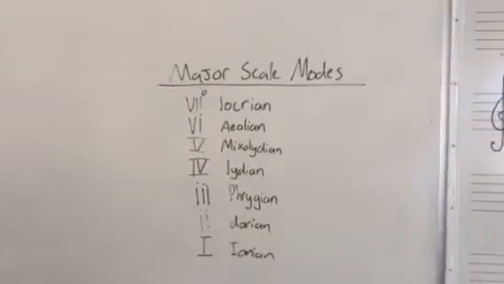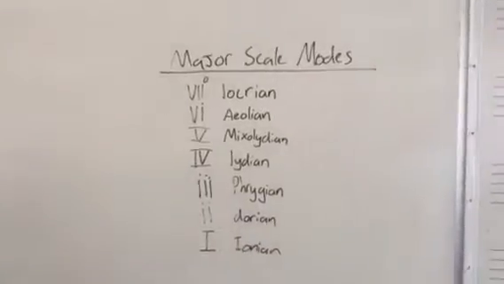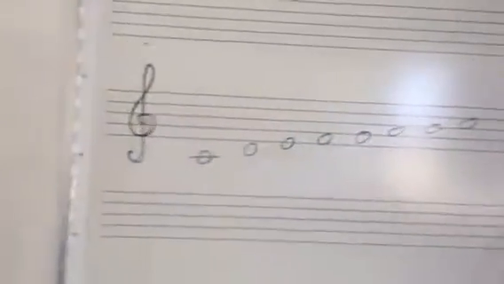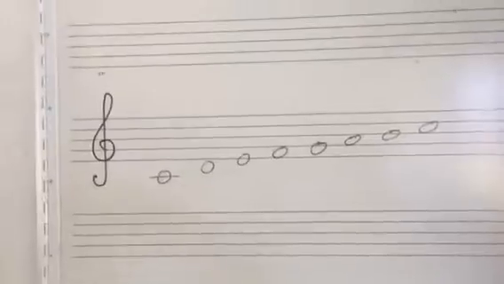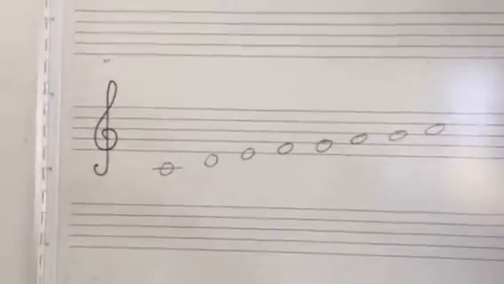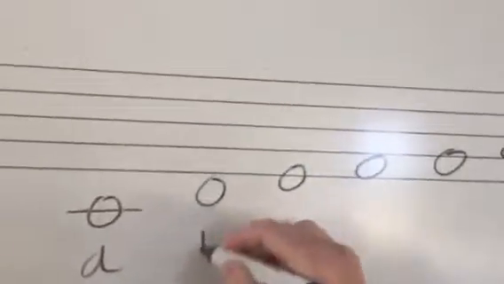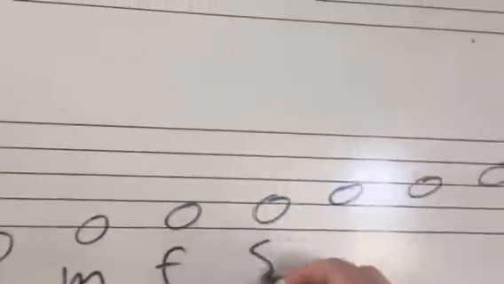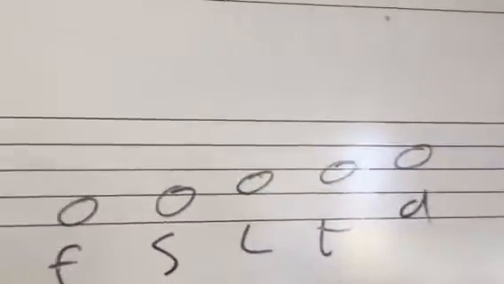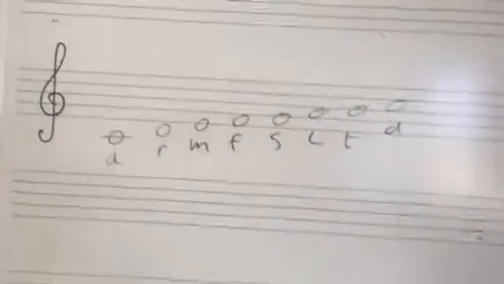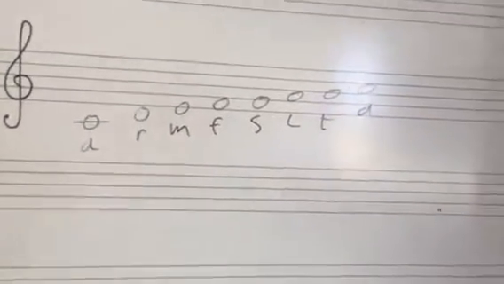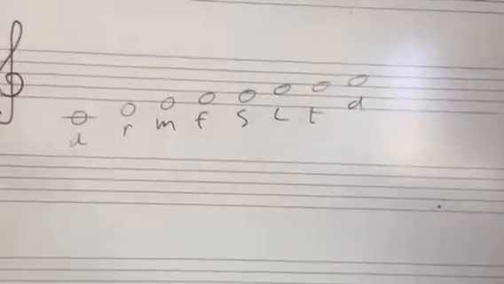Major scale modes are simply new scales that have been created out of a major scale. So over here, we have C major, okay? And if we treat the bottom note as Do, Re, Mi, Fa, Sol, La, Ti, Do, then we have a normal major scale. Do, Re, Mi, Fa, Sol, La, Ti, Do.